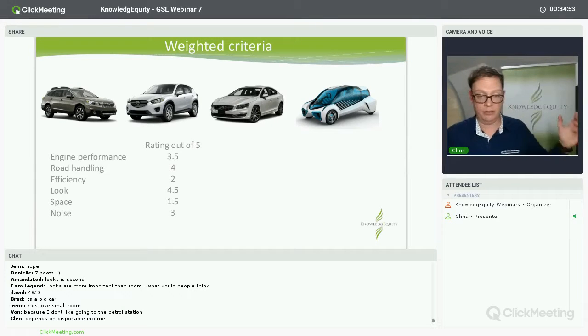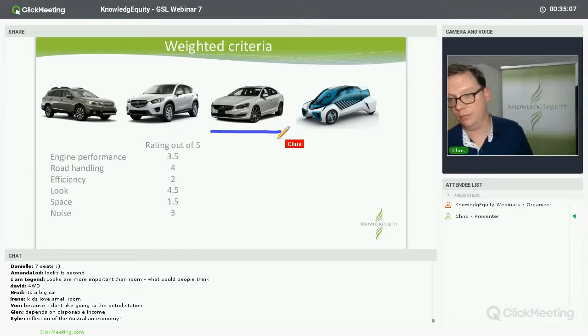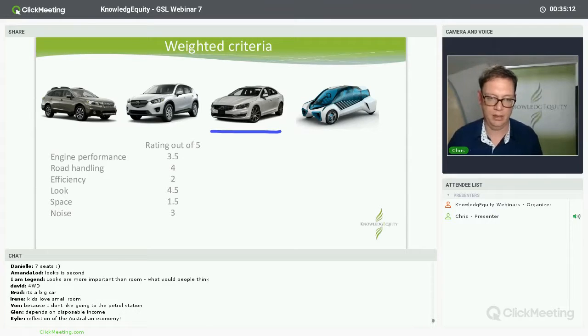So you look at the car sales magazine or whatever it is, Drive magazine, they go the engine performance of the Volvo something or other. It's called the Volvo SV60, an updated version of what my colleague Courtney Klaus drives, which is the Volvo slightly dumpy. And engine performance is 3.5, road handling is 4, efficiency is 2, the look is 4.5, 1.5 for space, 3 for noise, rated by John Smith in the car magazine.